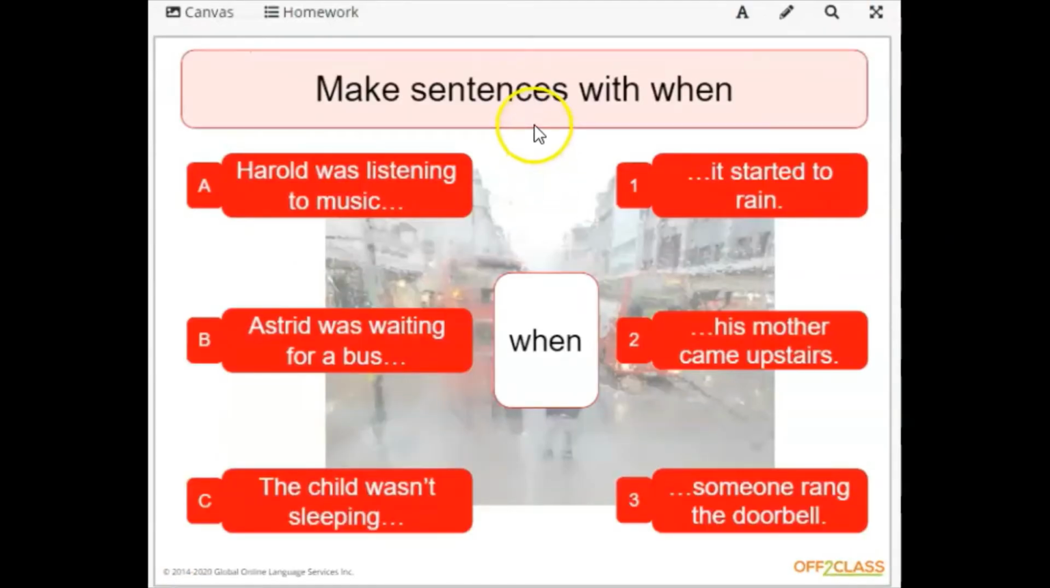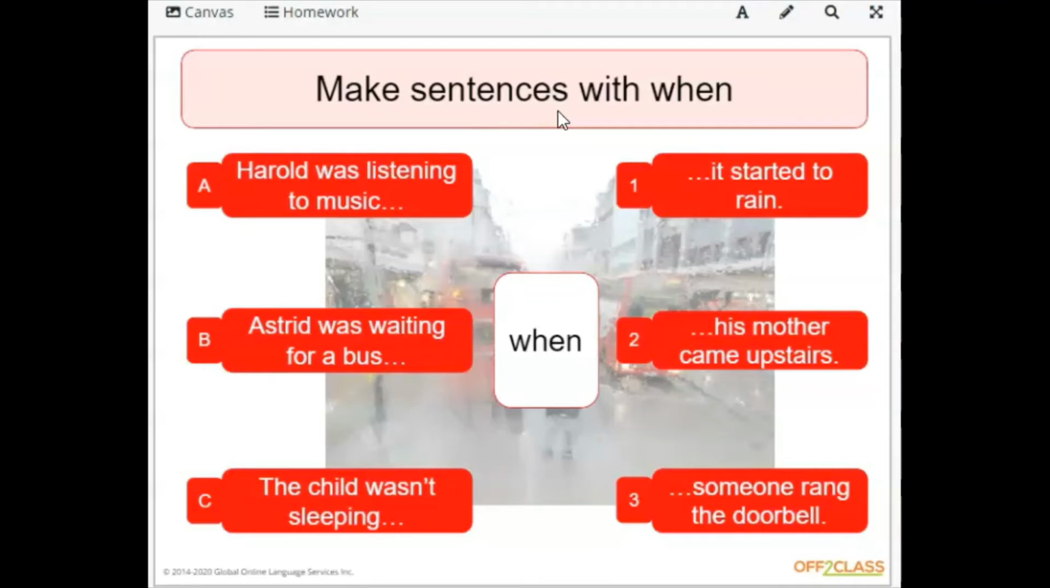Okay, let's practice that. So make sentences with when. Okay, can you match A to C with 1 to 3? And remember, there are two ways: you can start with the when clause or put the when clause as the second clause. Okay. So pause the video, take 1 minute to match those, and then we'll check.